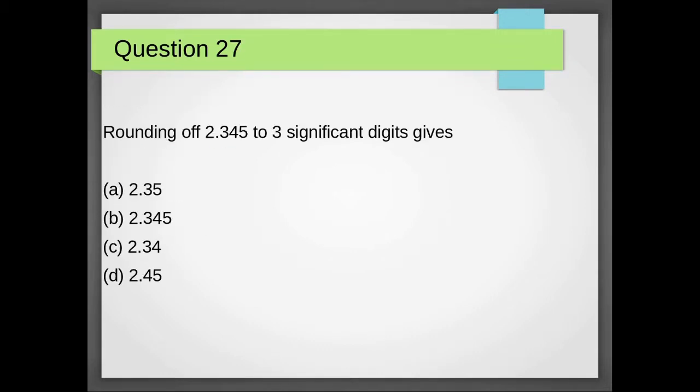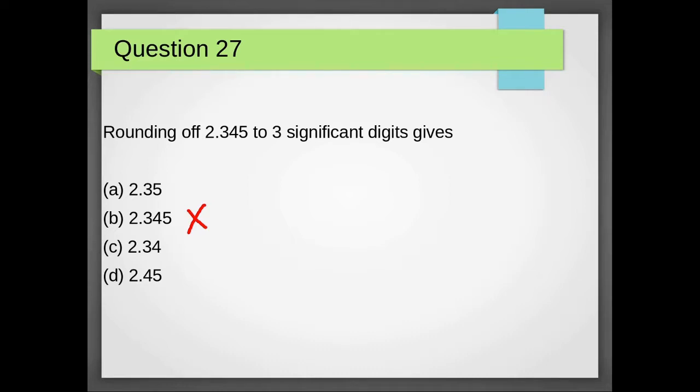Question 27. Rounding off 2.345 to 3 significant digits gives: 2.35, 2.345, 2.34, 2.45. So the initial number given to us is 2.345 and we are required to round it off to 3 significant digits. So obviously choice B can be straight away eliminated. That leaves you with the choices 2.35, 2.34 and 2.45.